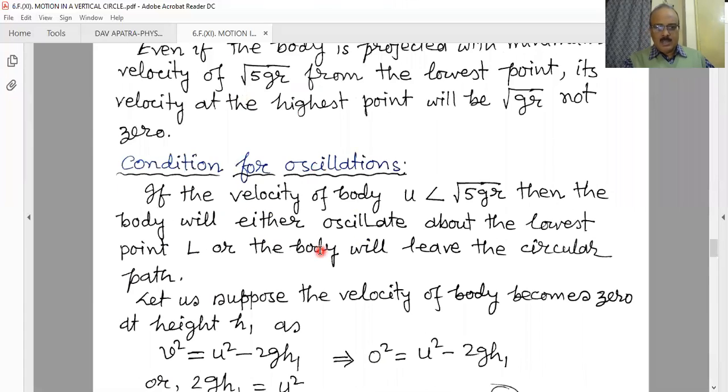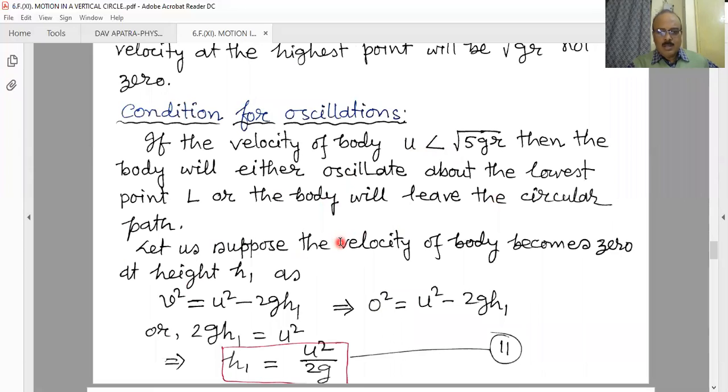Condition for the oscillations. Let us suppose the initial velocity at the lowest point L, that is u, is less than root over 5gr. Then the body will either oscillate about the lowest point L, or the body will leave the circular path. There are two possibilities. Either it will oscillate or leave the circular path. Let us find out the condition for the oscillations, that means when it will oscillate and when it will leave the circular path.